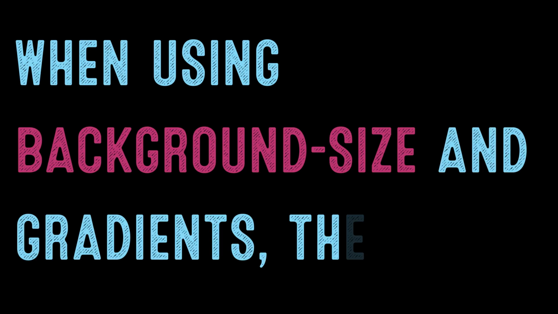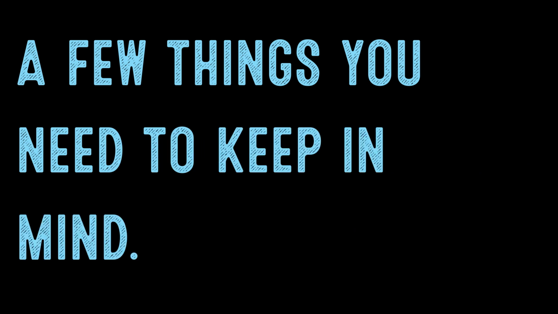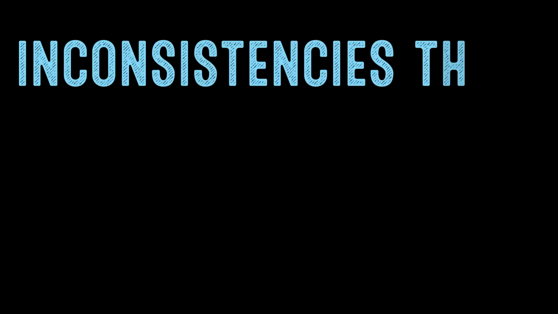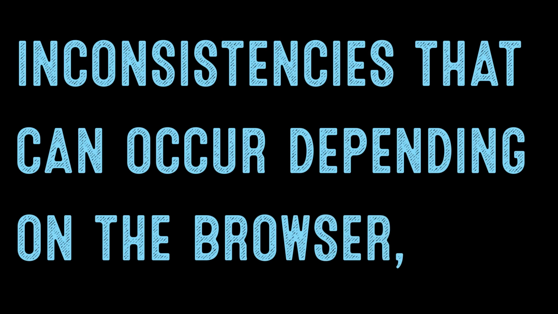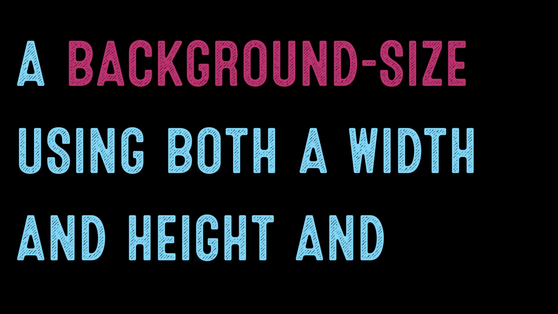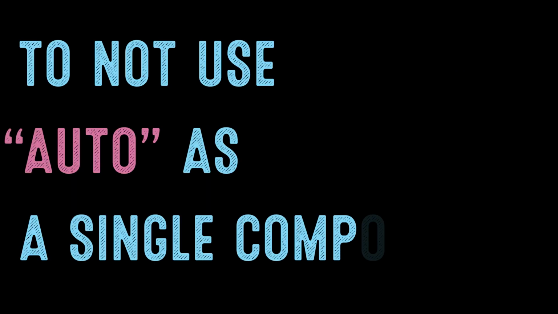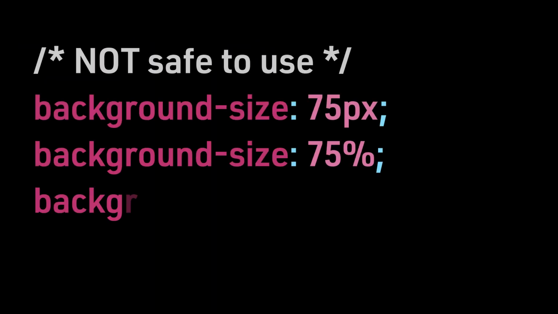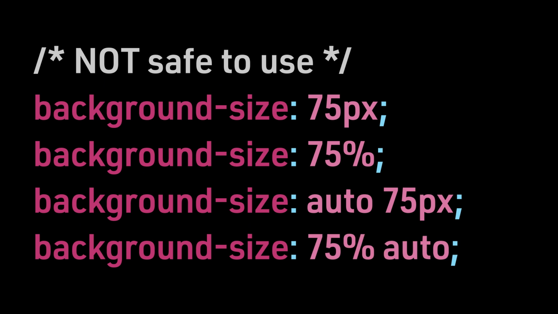The Daily Code Snippet. When using background size and gradients, there's a few things you need to keep in mind. Because of inconsistencies that occur depending on the browser, especially Mozilla Firefox, it is best to specify a background size using both a width and height and not use auto as a single component. So to be clear, it is not safe to use background-size: 75px.